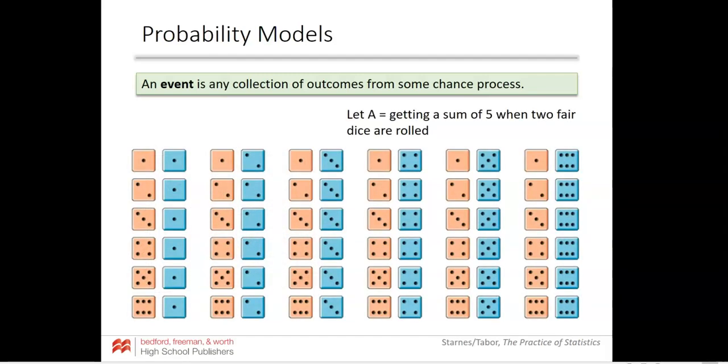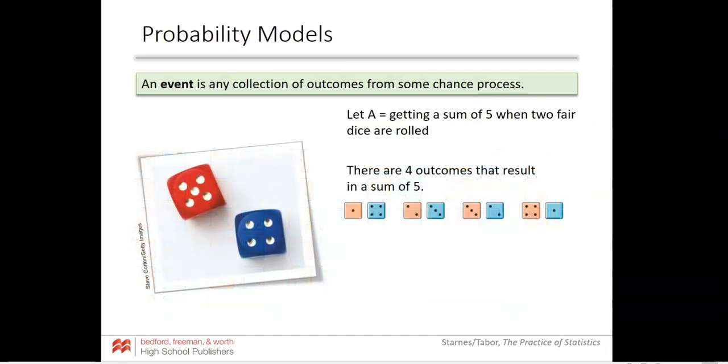An event is a collection of outcomes. So let A equal the event that the sum is 5 when two fair dice are rolled. If you look at all the possible outcomes, there are 36 of them. How many of them give you a sum of 5? Looking through the columns, 4 and 1 add up to 5, 2 and 3 add up to 5, 3 and 2 add up to 5, and 1 and 4 add up to 5. So I find 4 different cases where the sum is 5. That's 4 out of 36, which can be simplified to 2 out of 18 or 1 out of 9.